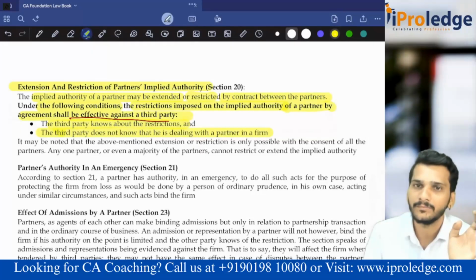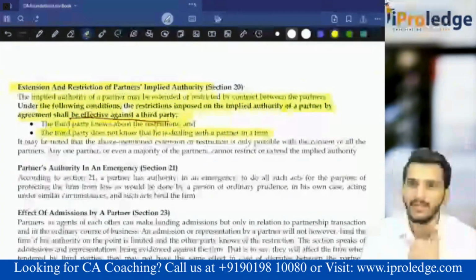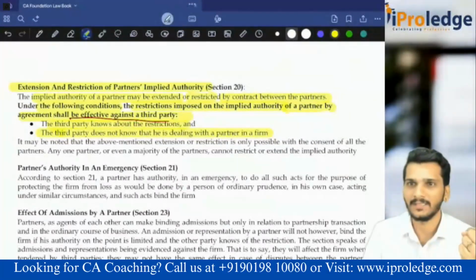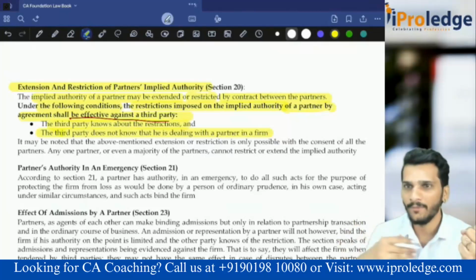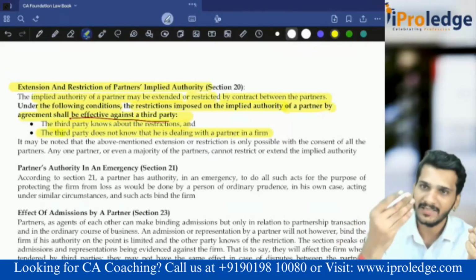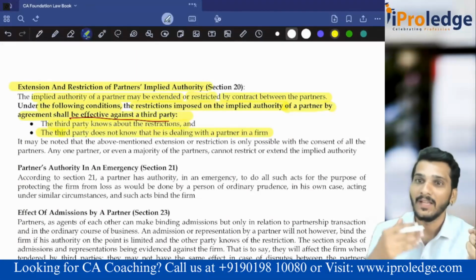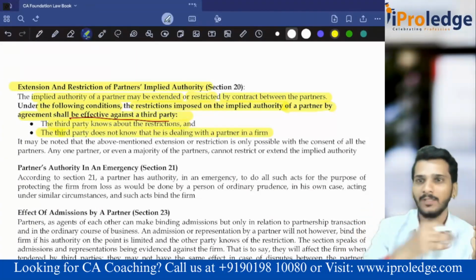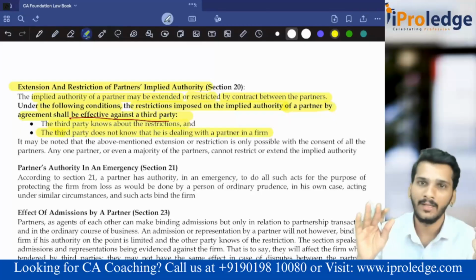Or the third party does not know that she is dealing with a partner in a firm. In both cases, see, consider me and Madan are the partners in the firm. He is in charge of sales, I am in charge of purchases. Now my authority over purchases has been taken back. But I went to Bhumika and asked, you please supply the goods to my firm. She does not know that I do not have authority for the purpose of purchase. In that case, she can come and sue the firm. If she knows and supplies, then it is not at all effective. She cannot come and claim the money.